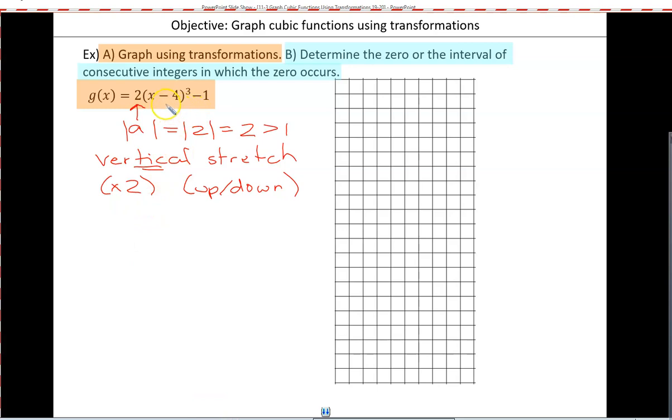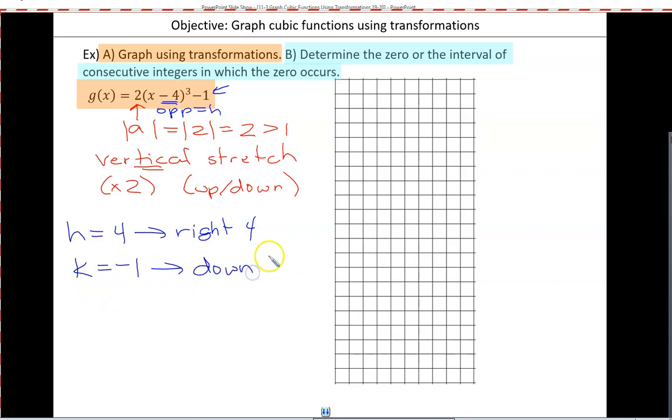All right, then our next parameter, the -4, remember we have to take the opposite of that to get our correct h value. So our h value would be +4, and that gives us a translation to the right 4 units. And then our final parameter here of the -1 is our k. Don't take the opposite of that one, remember. And being negative, we go in the negative direction from the origin, which for k, which is about vertical translations, would be down. So this tells us we're going to go down 1 unit also.